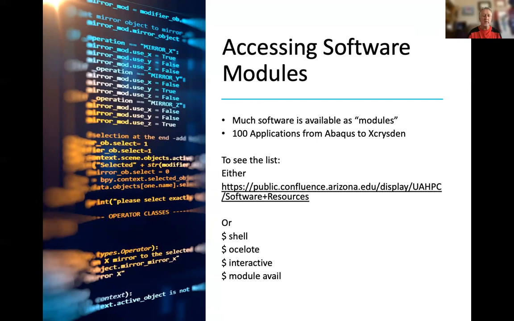So you can look at the list either in our documentation, or you can go to the shell, then go over to Allocation. Remember, it's a little quicker, type interactive, and then when it puts you on a compute node, do module avail, and you'll see all of them.